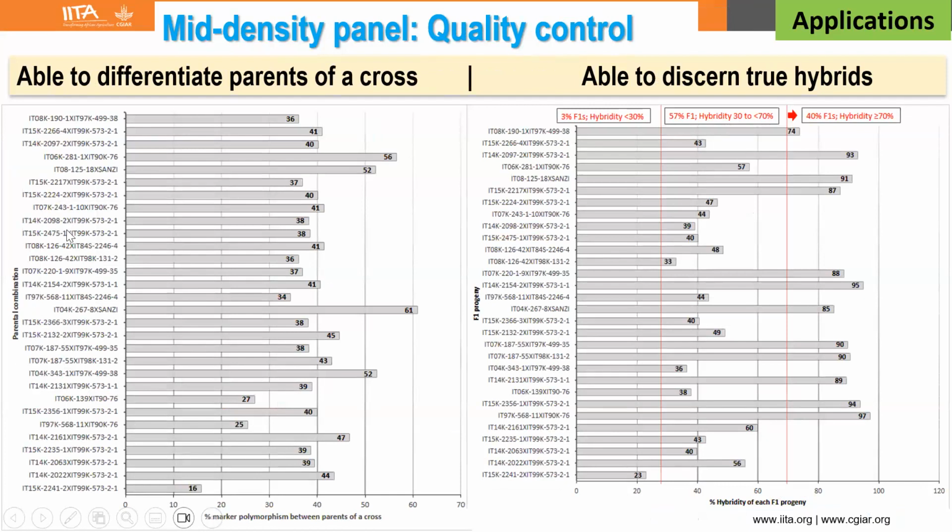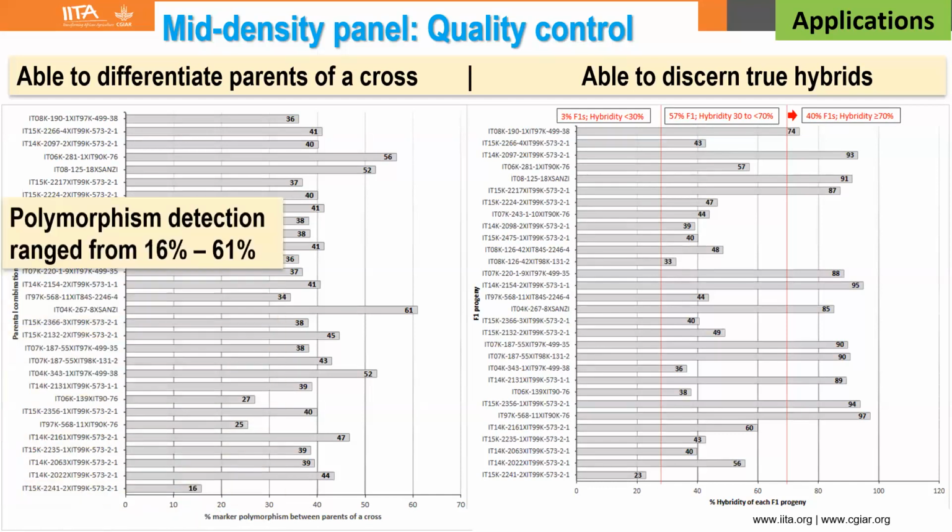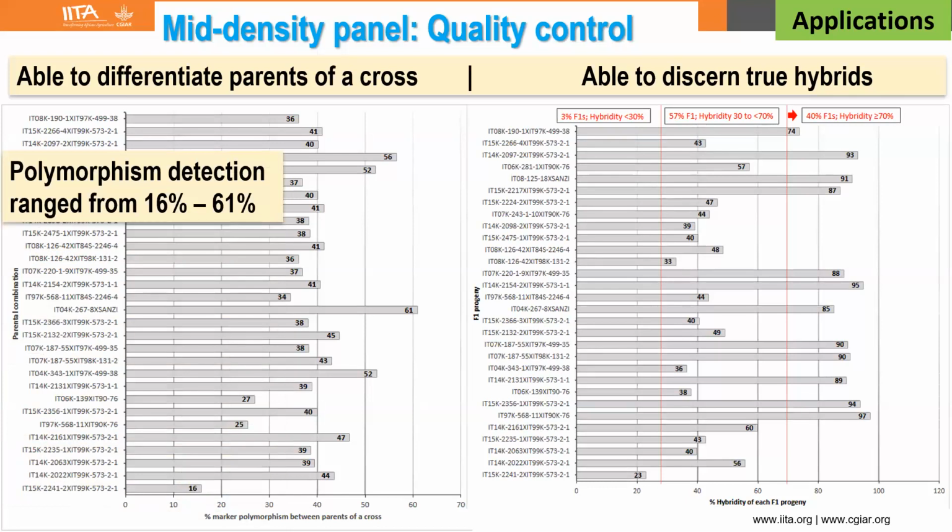These are the F1s and their parents that we included in the genotyping panel, so that we will be able to see if the markers are working well. And so we could see that the panel is actually able to differentiate between the parents of a cross more effectively, with polymorphism detection ranging from 16 to 61%.